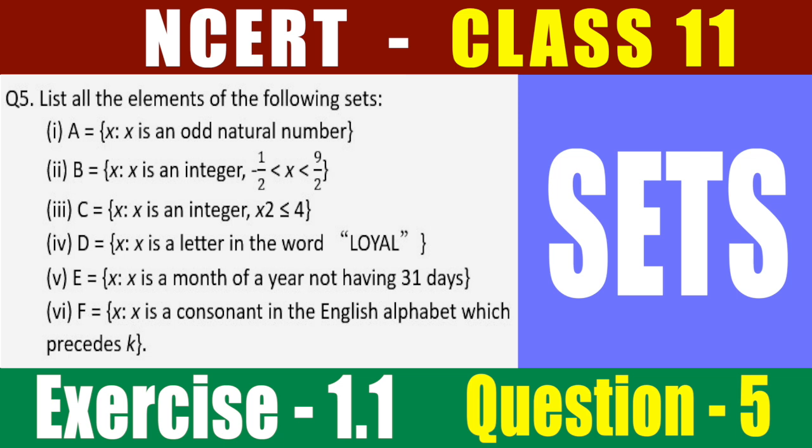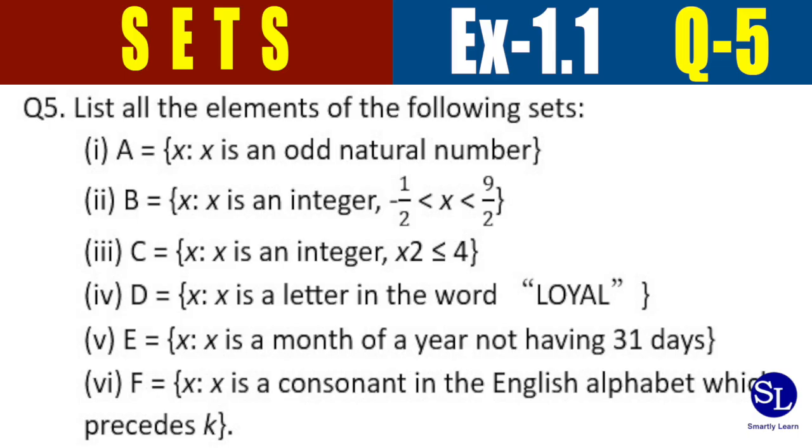In this video, we are going to see how to solve the fifth question in exercise 1.1. List all the elements of the following sets. The sets are given in set builder notation. We are going to convert each of these sets into roster form. Let's look at the first subdivision.